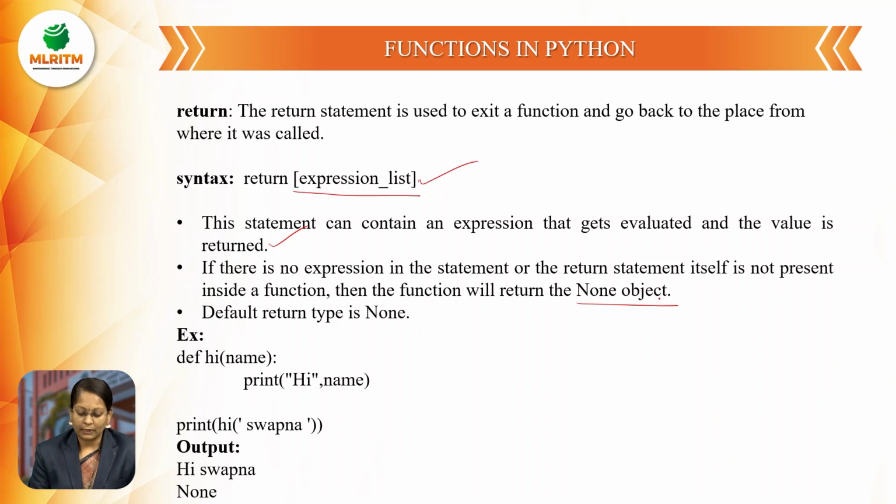For example, def hi name. Hi is a function, name is a parameter, and here we are printing the name, and we are not mentioning any return statement. Print hi Swapna: here I am calling the function inside the print statement. Then hi Swapna. Here we are not mentioning any return statement. That's why it is None.